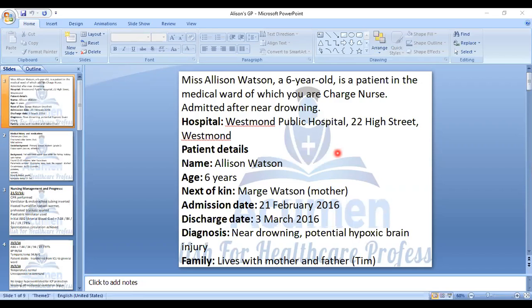Still, when you are looking at a particular task, you should evaluate it carefully in order to decide which things you think the GP might not be aware of. So here it is given that the patient is 6 years old and was admitted on 21st Feb, discharged on 3rd March. Most of the students do not look at admission and discharge dates carefully. They just use them to put the dates. But I think it is a very good indicator of understanding the patient's progress.